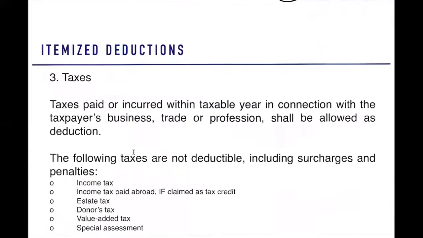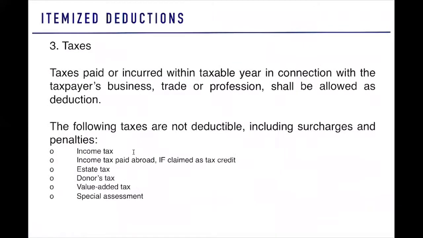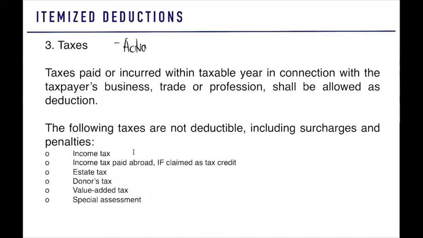Next, itemized deduction, taxes. So this taxes again is subject to a deduction based on your actual amount. So no limit again. However, we only have certain taxes that can be deductible. So general rule, taxes are deductible. Exception to the rule, not all taxes can be deducted. So what taxes can be deducted?